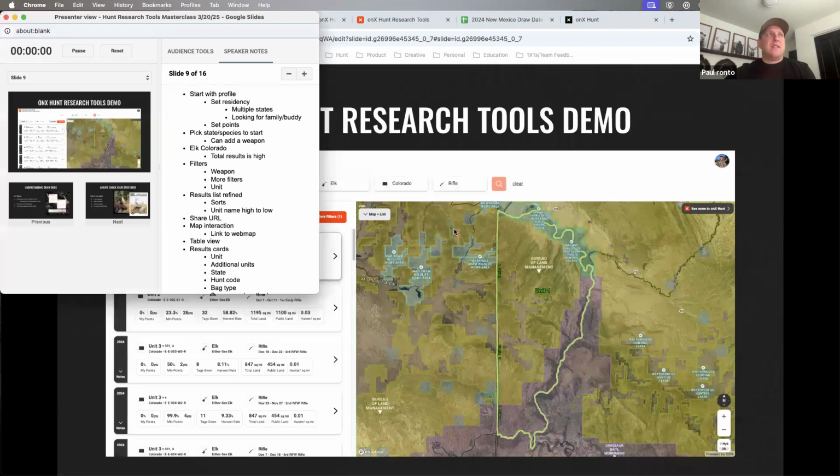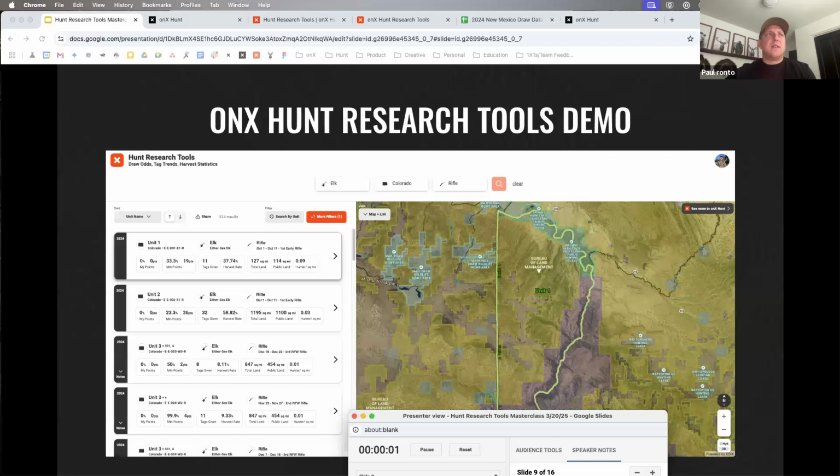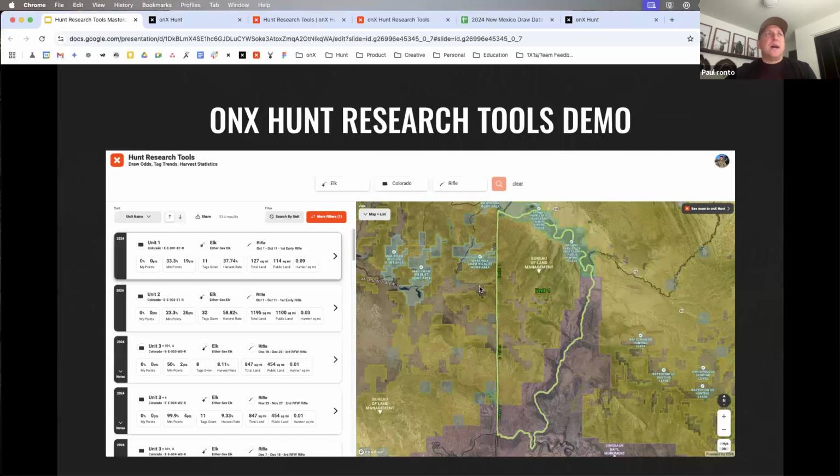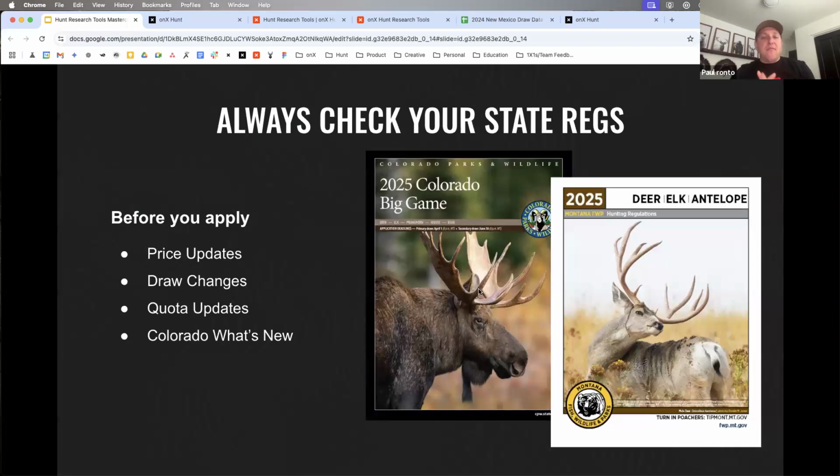And ultimately, the main thing after you do all this research, the main thing I want to impress on you guys is check your regulations. Before you apply, always check your regs. The reason why I say this is although this tool is really helpful, again, it's always looking back 1 year. It's always using 2024's data for the 2025 draw. And things can change. Prices can change, draws can change, quotas can change.